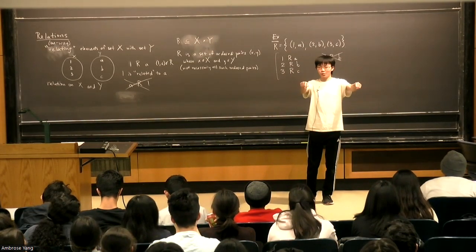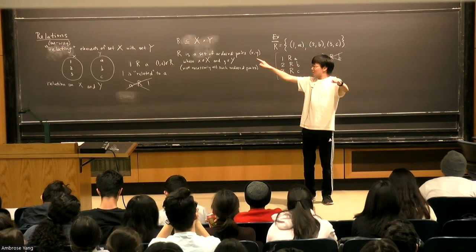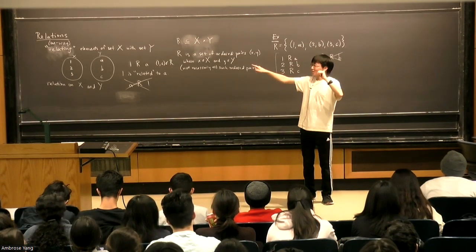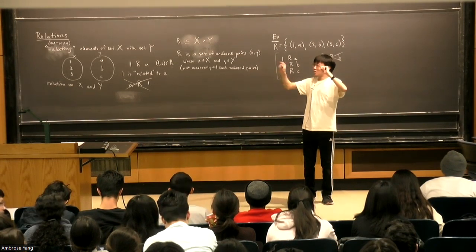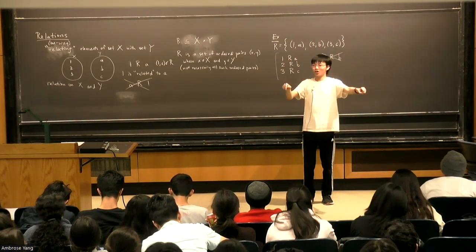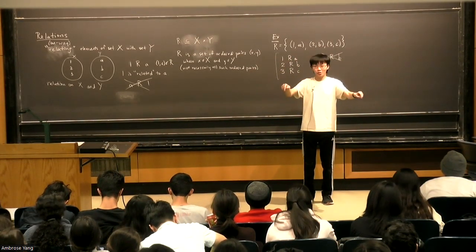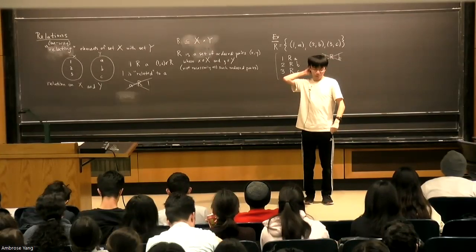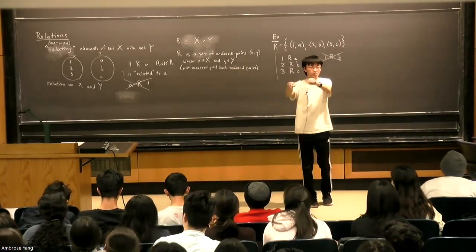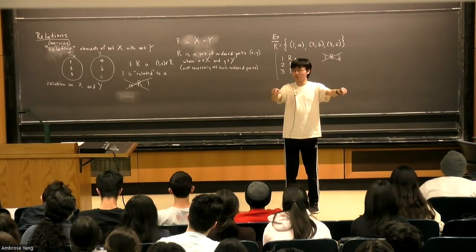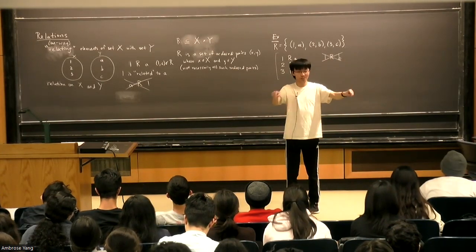I chose this example to emphasize to you the asymmetry, the fact that X being related to Y is not the same thing as Y being related to X. If person X is the parent of person Y, that is very different from saying person Y is the parent of person X.